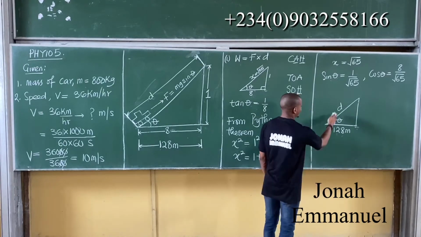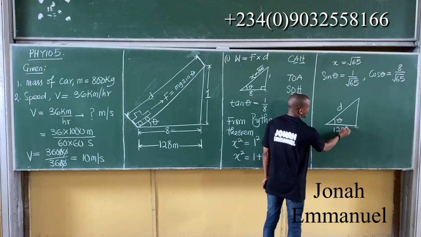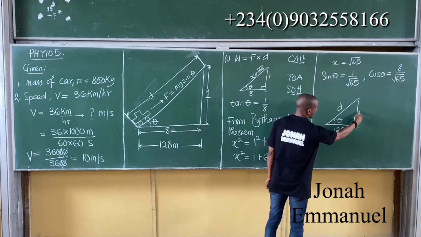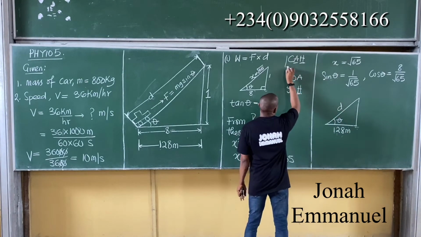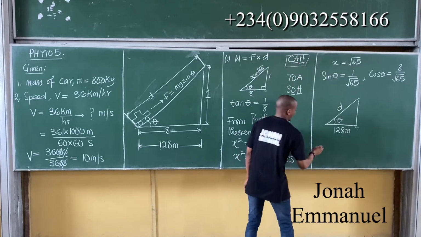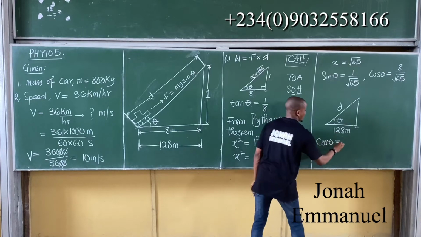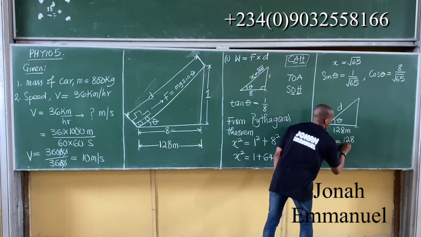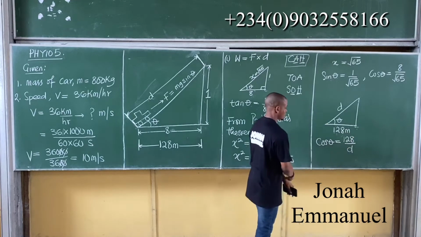Alright, so how do I get D? From here, considering this angle, here's the opposite, here's the adjacent, and here's the hypotenuse. So I'm having adjacent and hypotenuse. That becomes cos. So I'll take cos of theta. It means that cos theta is equal to adjacent 128 all over hypotenuse, that's D.